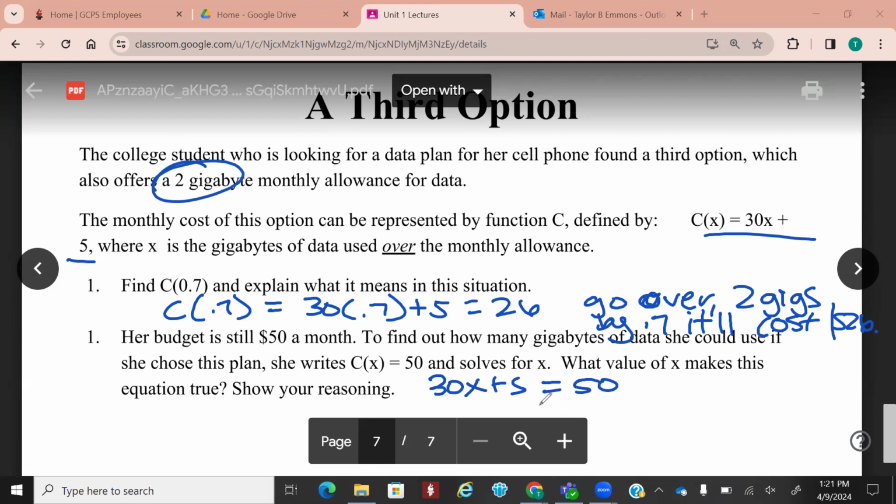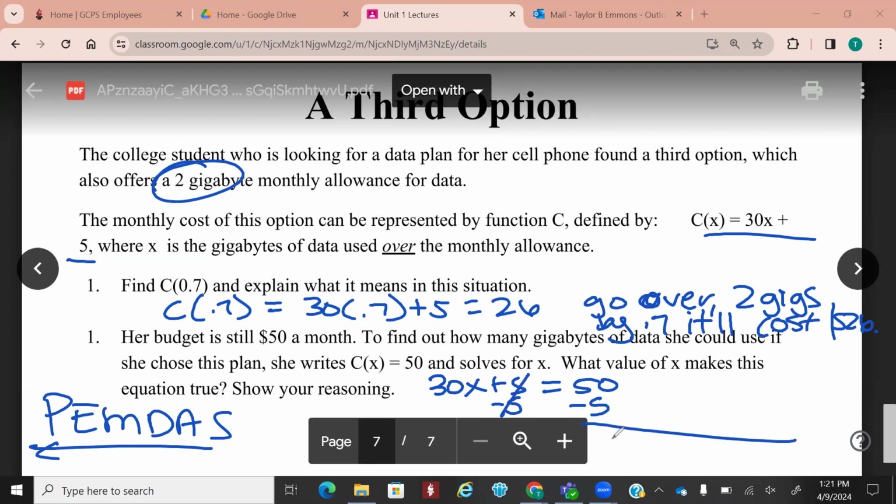Now when I'm solving, I'm going to do reverse PEMDAS. What I mean by that is we're going to add and subtract first. So we're going to subtract 5 from both sides, and that's going to give us 30x equals 45. Next, I'm going to multiply and divide, so I'm going to divide by 30.